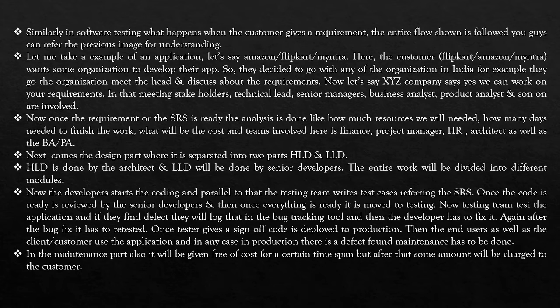So what happens is, the testing team will test the application, and if they find a defect, they will log it. They will log the defect in some bug tracking tool, and once they log the defect, the project manager will see it, review it, and assign it to the respective developer who has worked on it, and tell the developer to fix it. Now once the developer fixes the bug, the tester has to retest the bug once again.